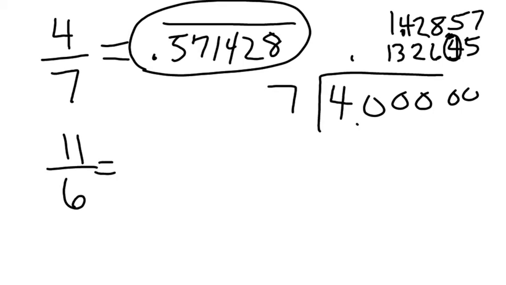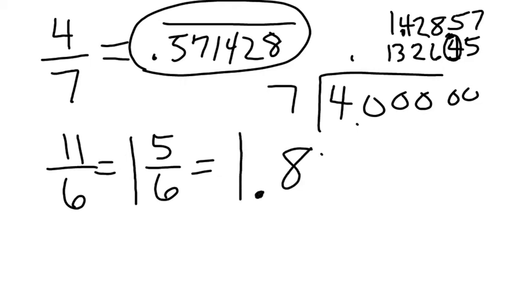Well, first make it proper. So that's 1 and 5 sixths. Now, if you had your sheet, or if you memorized your sheet, you would know that 5 sixths is 0.83 repeating. So you just put 1, the whole number doesn't change, 0.83 with the repeater over the 3.